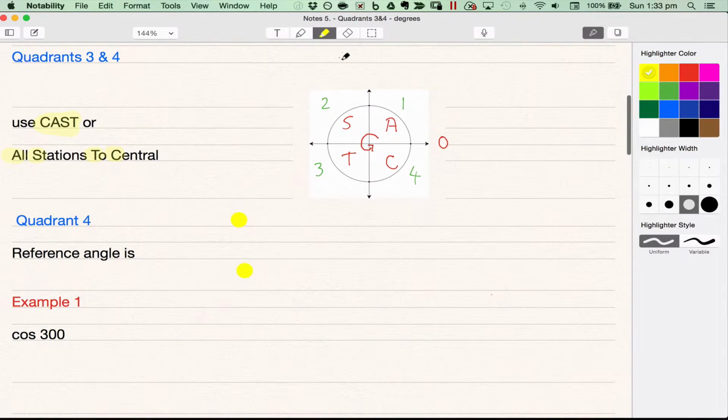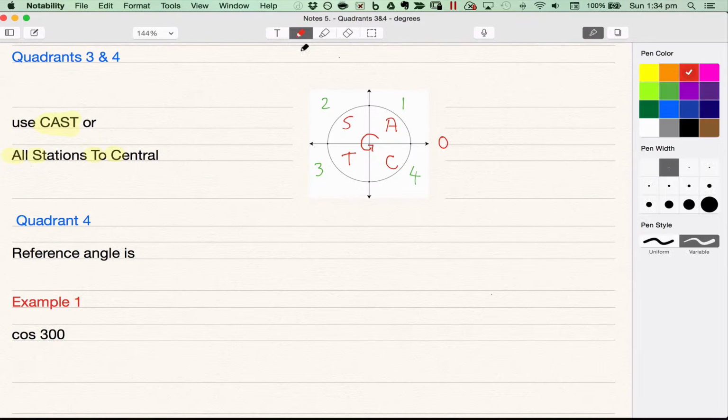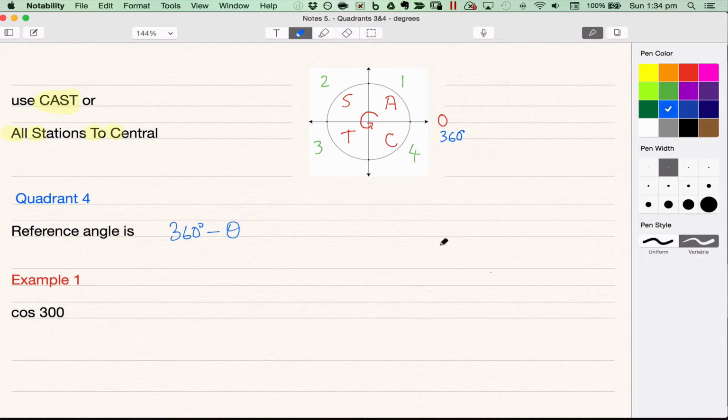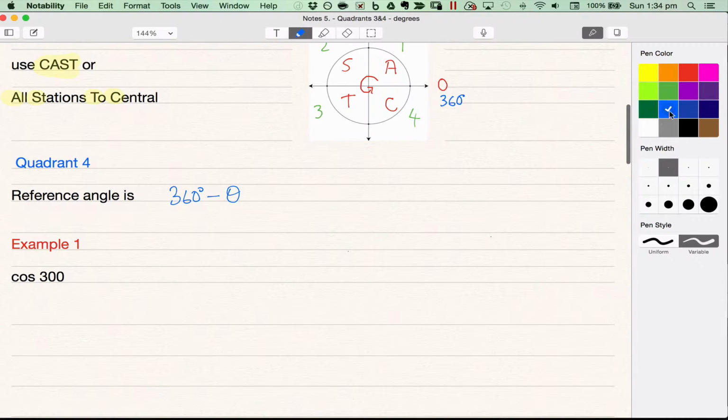Now, if we're looking at finding a reference angle in quadrant 4, which is this one down here, the reference angle that we need to find is 360 degrees, so this whole way around here, because this is also 360, take away whatever angle you're trying to find. And I'll explain that in an example. So our example here is cos of 300.